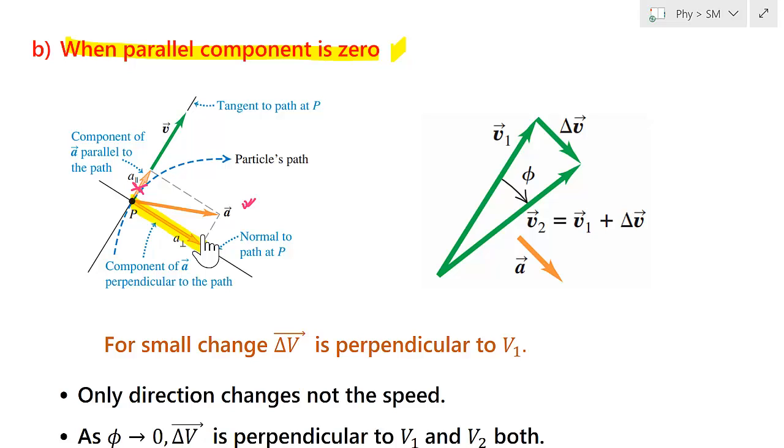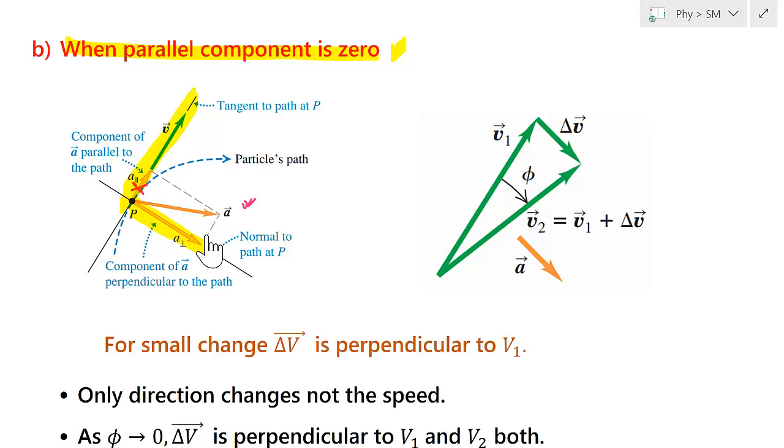There is no speed change, because this component of acceleration, the tangential component, tells you about the speed change, but there is no component in this direction. So only the perpendicular component of acceleration exists. Now when you have such a situation, the magnitude of velocity is constant, the speed is not changing, only the direction is changing.